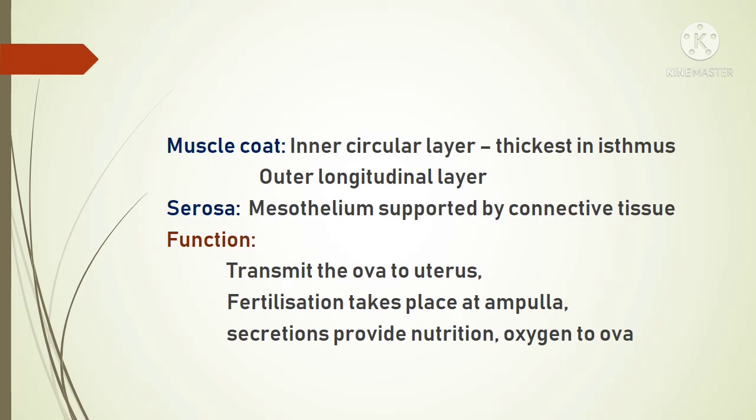The circular layer is thickest in the isthmus part. And the serosal layer is lined by simple squamous epithelium. This is a mesothelium supported by connective tissue. The functions of the fallopian tube: it transmits the ovum to the uterus, fertilization takes place at the ampullary region, and secretions provide nutrition and oxygen to the ova.